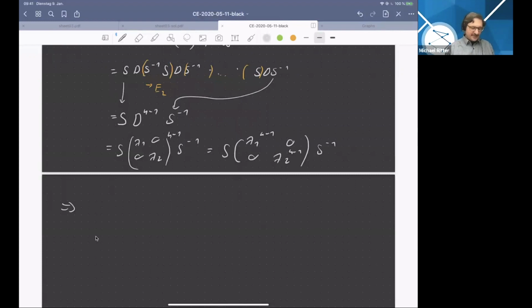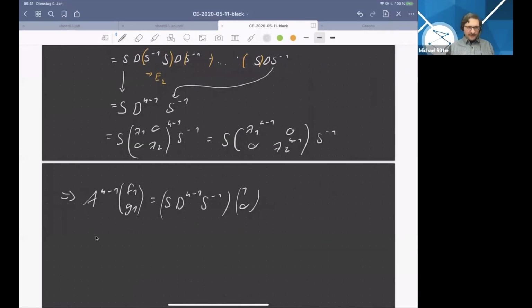So what that means is, what we wanted is A to the n minus 1 times F1 G1. That basically is the same as S D to the n minus 1 S to the minus 1 times (1, 0). And if you do that computation, I'm going to spare you all the details. What you get in the end, well, not quite in the end, but almost, is something that looks like this here.